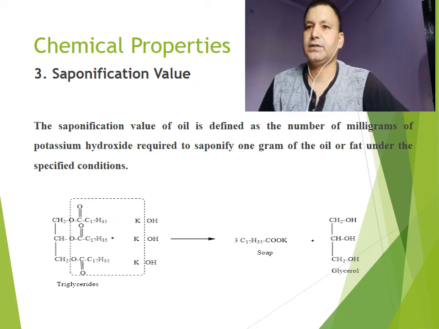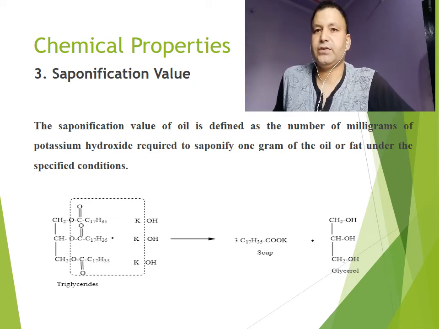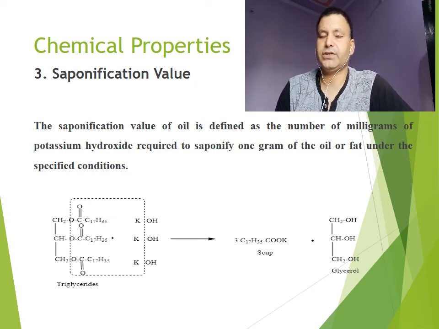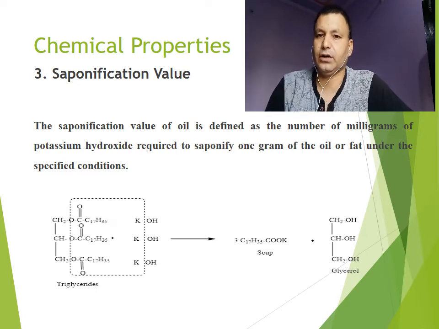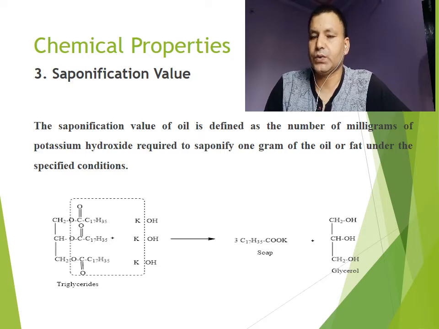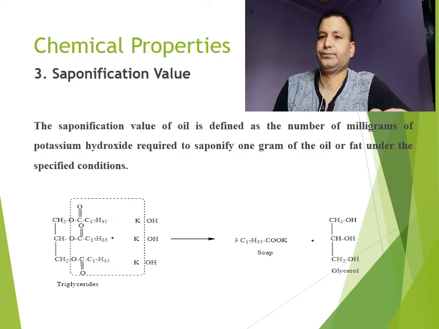Next topic is saponification value. Saponification value is defined as the number of milligrams of KOH required to saponify 1 gram of the fat or oil. It is determined by refluxing the fat or oil with excess alcoholic potassium hydroxide solution, and titrating the unused alkali against standard acid solution.